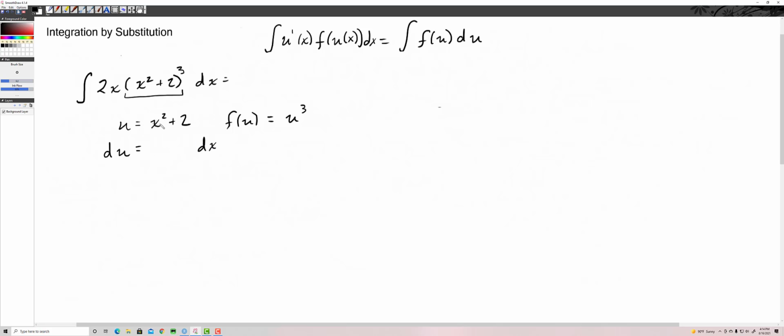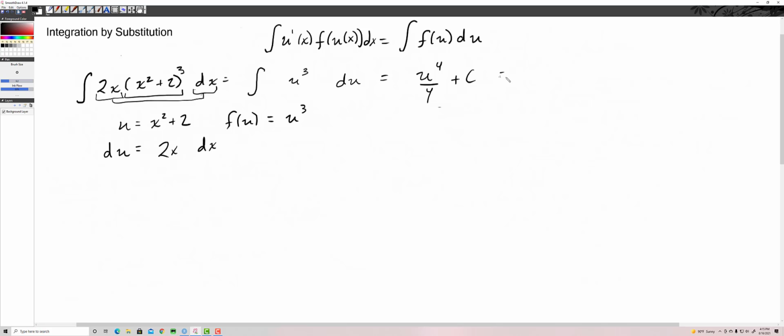Okay, so the derivative of u is the derivative of x squared plus 2. That's just 2x. And now we see that here. One part of it is here. The other part of it is here. So we can go ahead and rewrite this integral with a du. Okay, and now we need f of u, which is u cubed. And we're integrating with respect to u. So this is just u to the 4th over 4 plus c.